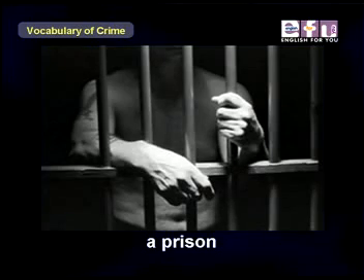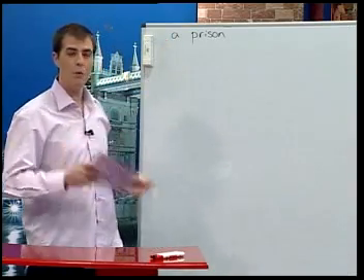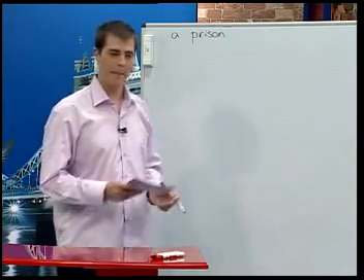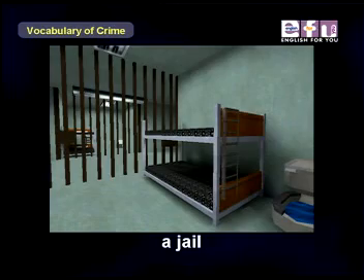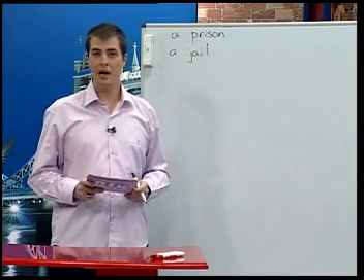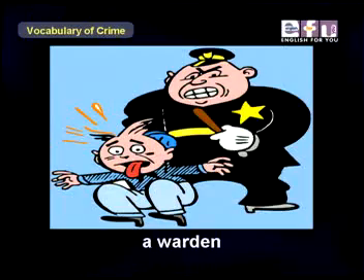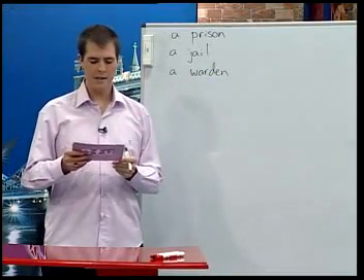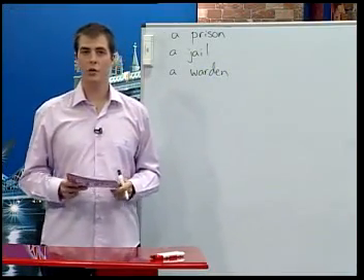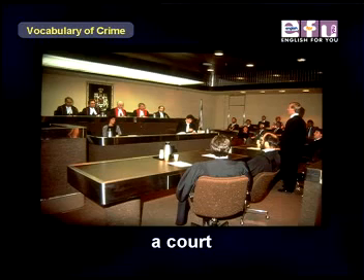First, we have a prison. A prison is a large building where people are kept as punishment for a crime. A jail. A jail is a place where people who have been charged with a crime are kept before they go to court. A warden. A warden is an official whose job it is to make sure that the rules are obeyed in a prison. And next we have a court.